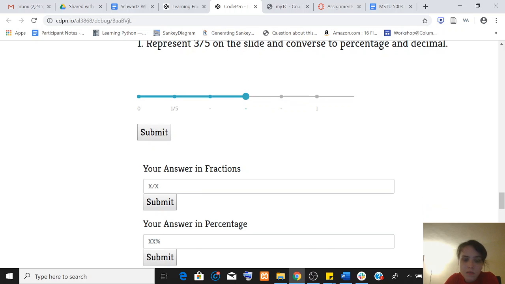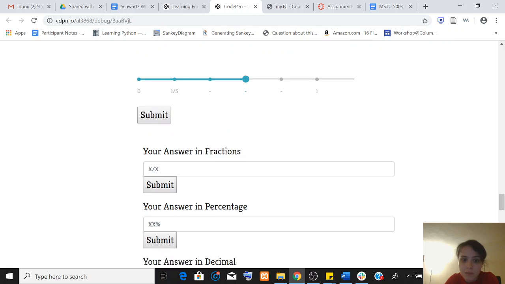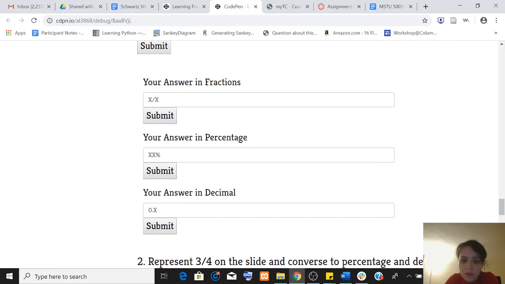Then the learner can put their answer in fractions, percentages, and decimals.